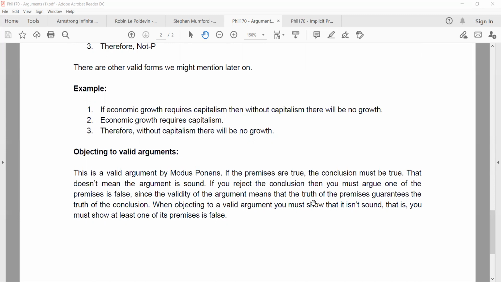Okay. So as I say here, that doesn't mean that this is a valid argument by most opponents. If the premises are true, the conclusion must be true. That doesn't mean that the argument is sound, because from validity, soundness doesn't follow, right? So if an argument is sound, that means it's valid. But an argument can be valid without being sound, right? If an argument is valid, that just means that if the premises are true, the conclusion will be true. But we don't yet know if the premises are true. So if you reject the conclusion of a valid argument, then given that it's valid, you must argue that one of the premises is false.